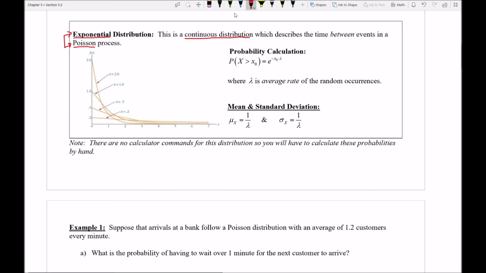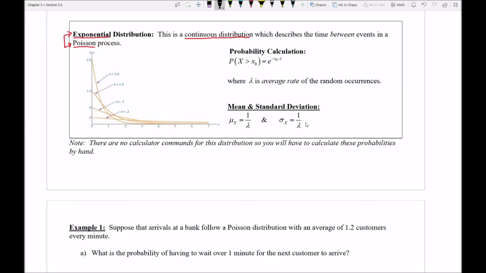Now what you'll find interesting in this box is that I don't actually have any calculator commands for this probability distribution. What I have instead is a little formula, and we'll practice using this in the examples to come. There's no fancy calculator menu that I have to go through. I'm just going to be typing these values into the home screen. I'm still going to have the same value of lambda that we had from a Poisson process, which represented the average rate or average number of occurrences in a given amount of time or space. And I also have here formulas for the mean and the standard deviation of this exponential distribution.